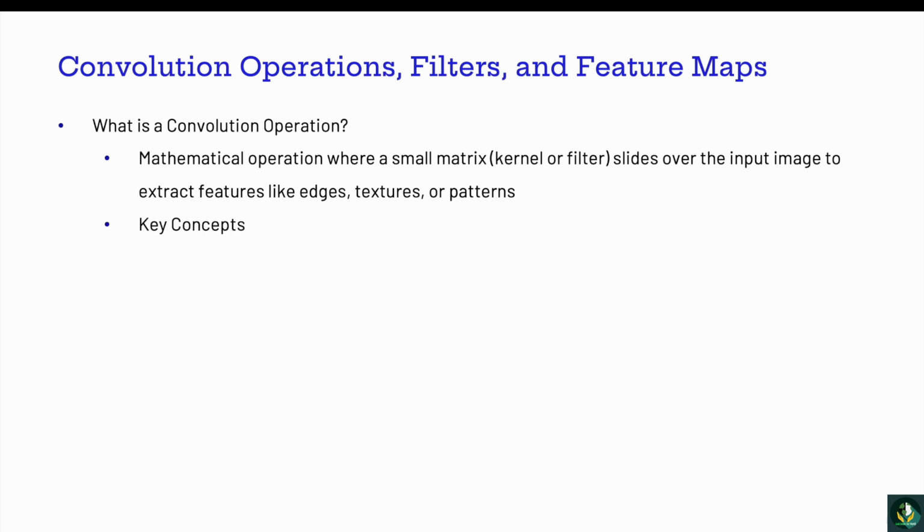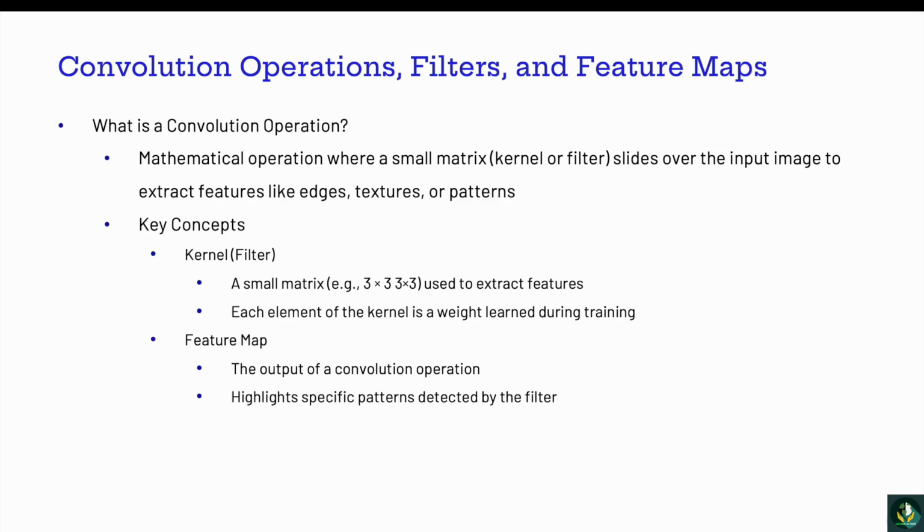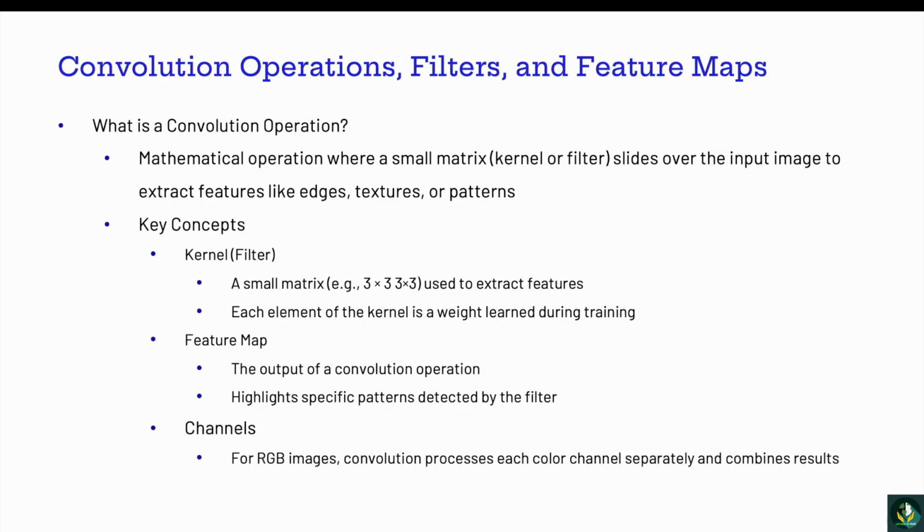Some of the key concepts include the kernel or the filter, which is a small matrix, for example 3 by 3, used to extract features. Here, each element of the kernel is a weight learned during training. Next, we have the feature map, the output of a convolutional operation, which highlights the specific patterns detected by the filter. Then we have channels. For RGB images, convolution processes each color channel separately and combines the results.